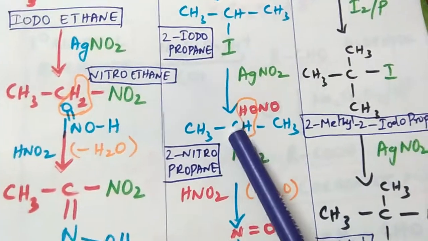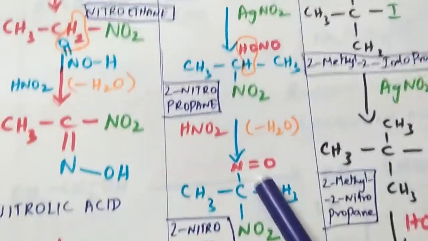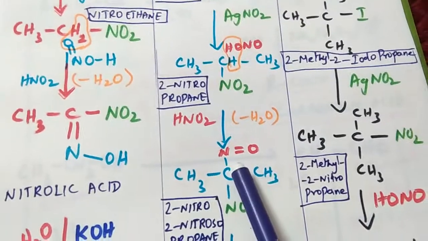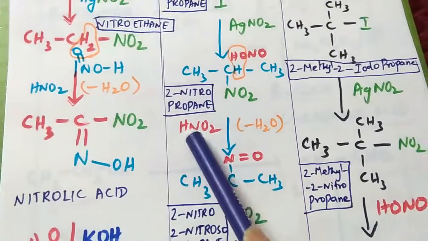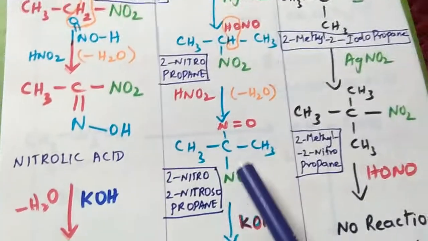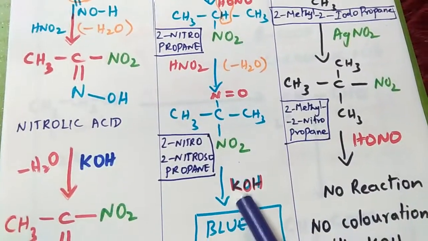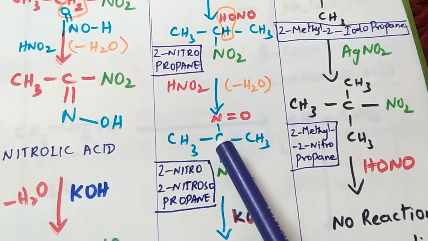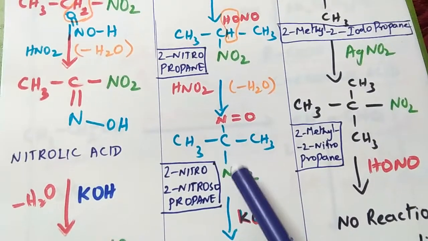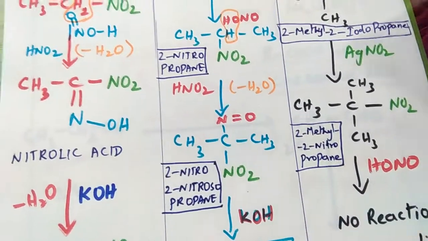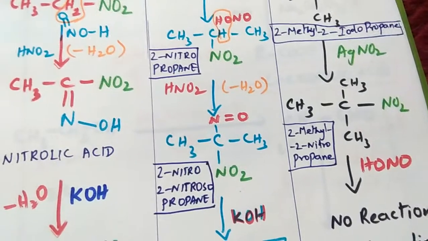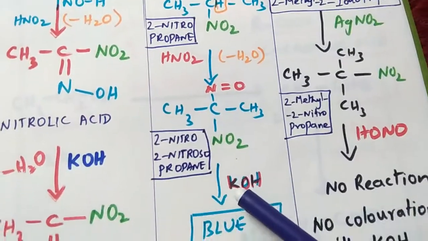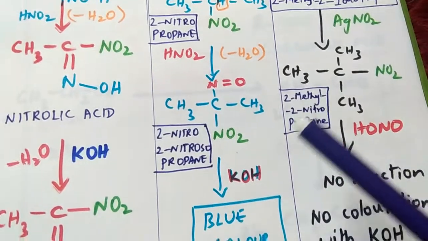So HOH is released, and N double bond O is formed. The other things will not change. So this is how it reacts when treated with nitrous acid. This is actually 2-nitro, with 1, 2, 3 carbon atoms, that is propane: to the second carbon a nitro group, and to the second carbon a nitroso group is present. So the name of this compound is 2-nitro-2-nitrosopropane. When it is treated with potassium hydroxide, the color alone will change.